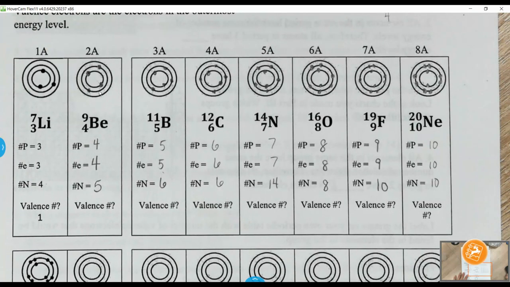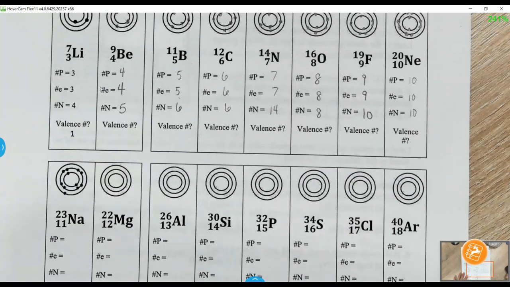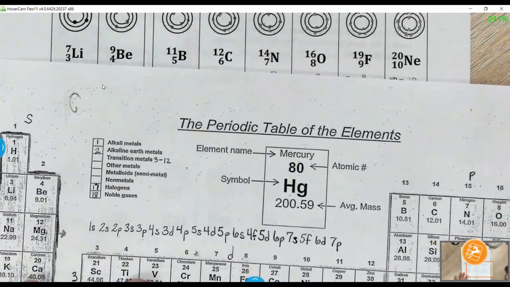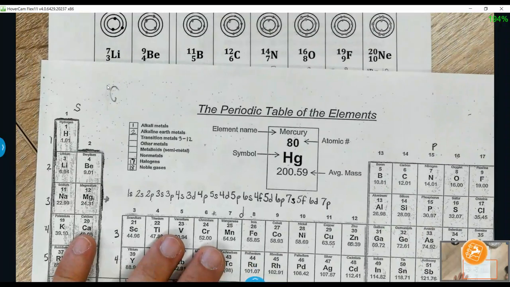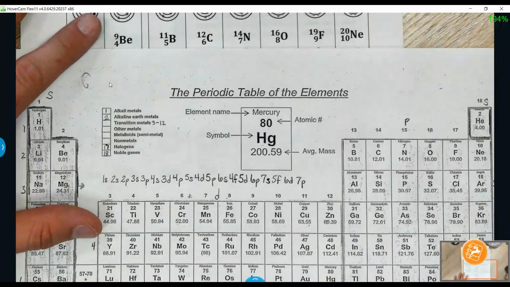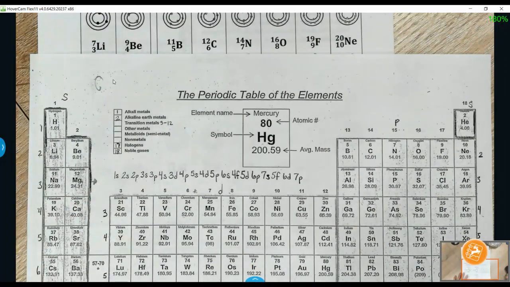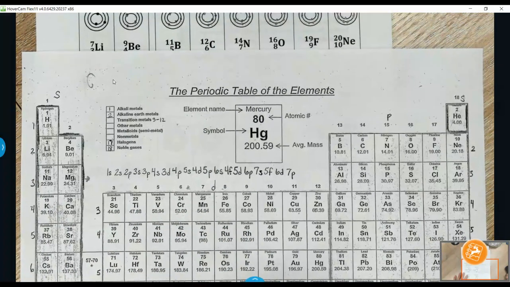So, rows on the periodic table, they are called periods. All right, they are called periods. So, what period do each of these guys belong to? So, we have lithium, beryllium, boron, carbon, nitrogen, oxygen, fluorine, and neon. So, what period do they belong in? Period 1, 2, 3, 4, 5, 6, 7. What period do they go to?